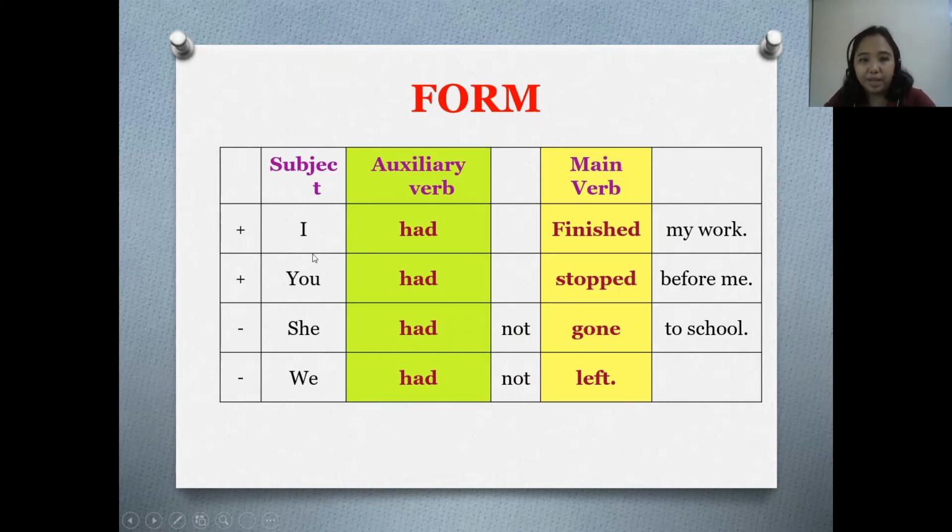In forming the past perfect tense, you start with the subject. Your subjects can be nominative pronouns or subject pronouns such as I, you, she, or we. But this can also be nouns. Then you make use of the auxiliary verb had. And then the main verb, which is always in the past participle form. In order to write a sentence in the negative form, all you have to do is add not after the auxiliary verb. Look into the examples.